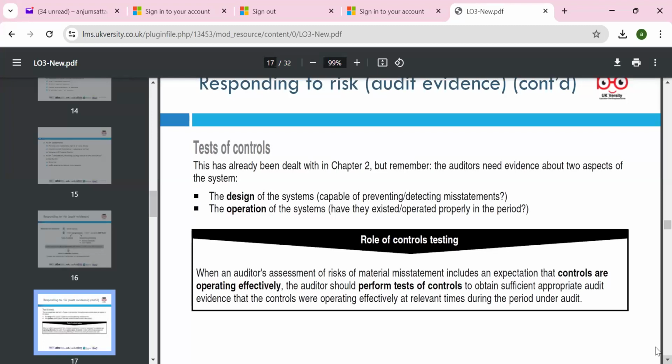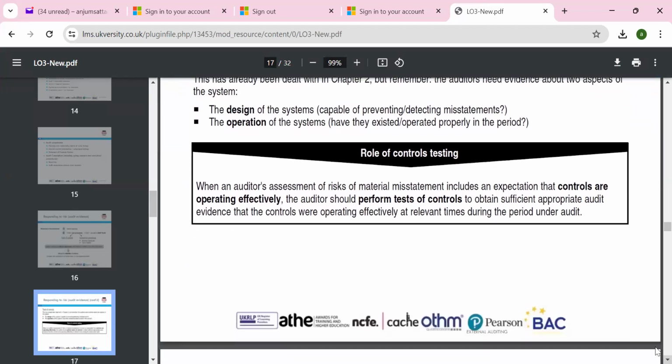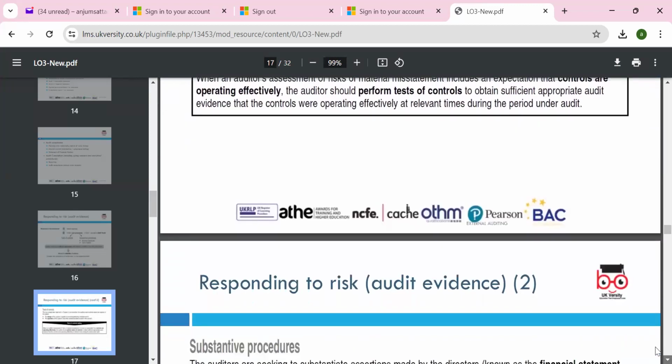Role of control testing: when the detailed assessment of the risk of material misstatement included an expectation that controls are operating effectively, the auditor should perform the test of controls and obtain sufficient audit evidence that the controls are operating effectively. That is quite crucial.